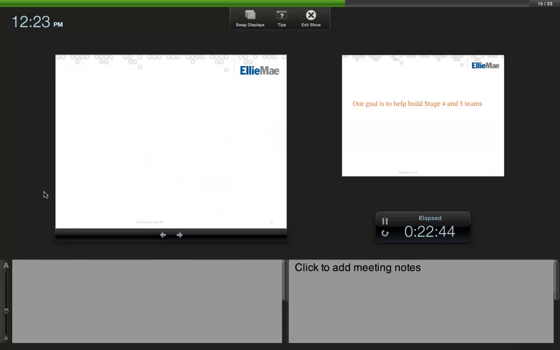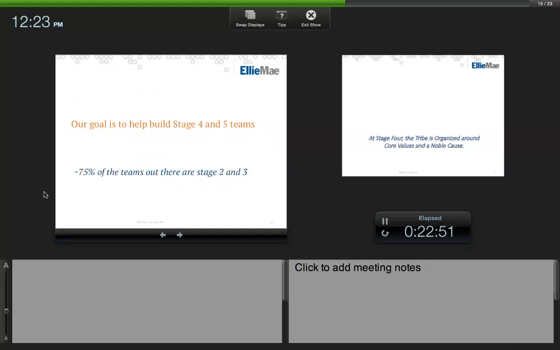So, like we talked about, our goal is to help build stage 4 and stage 5 teams. One thing to note, around 75% of the teams are stage 2 and stage 3, right? Low performing teams.